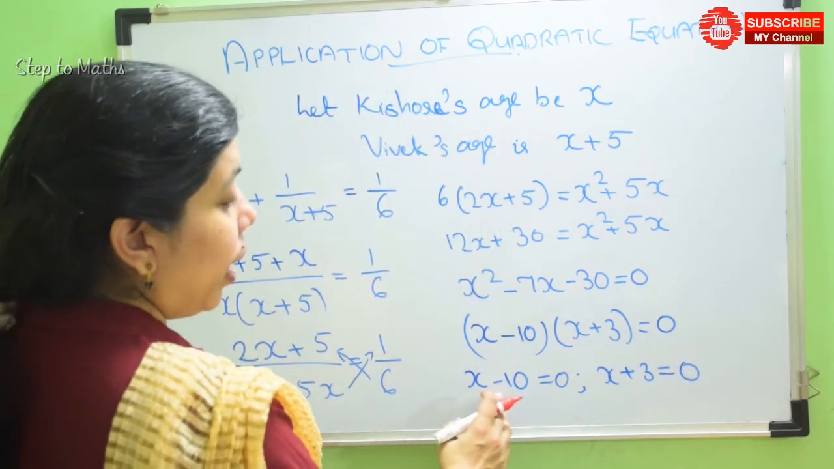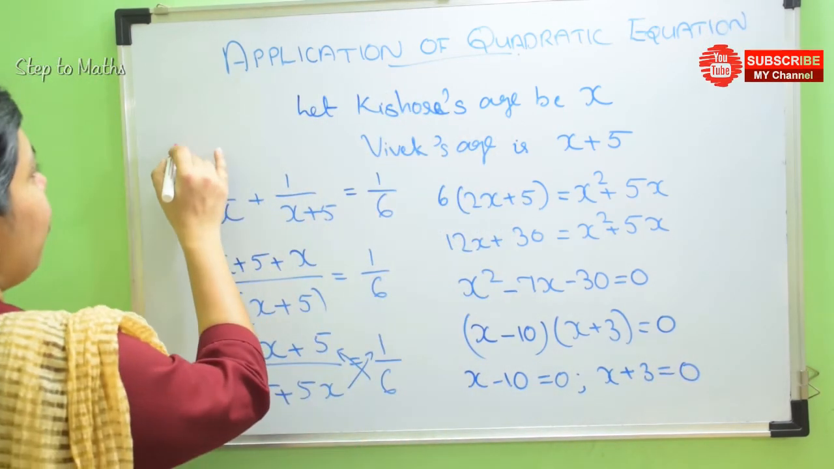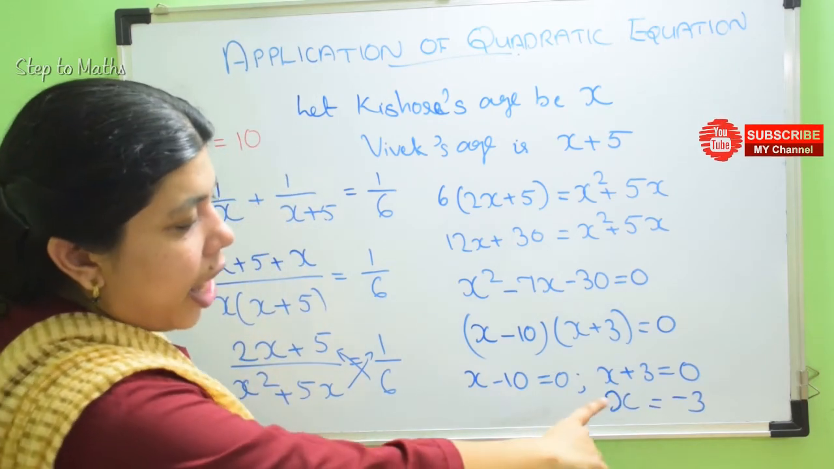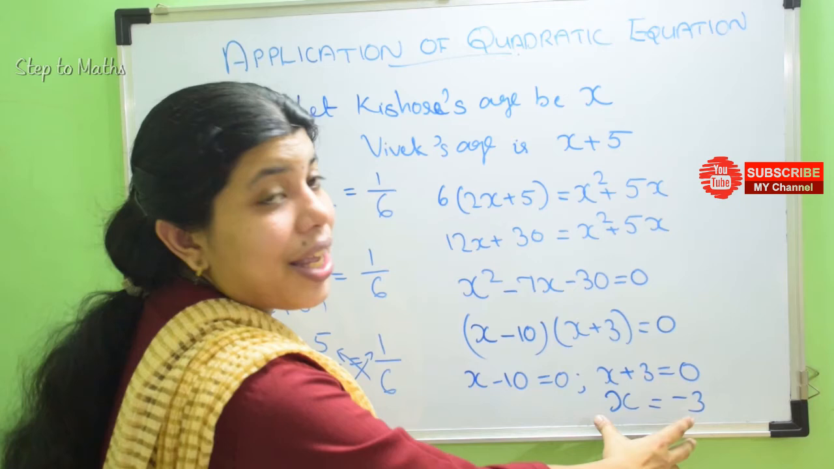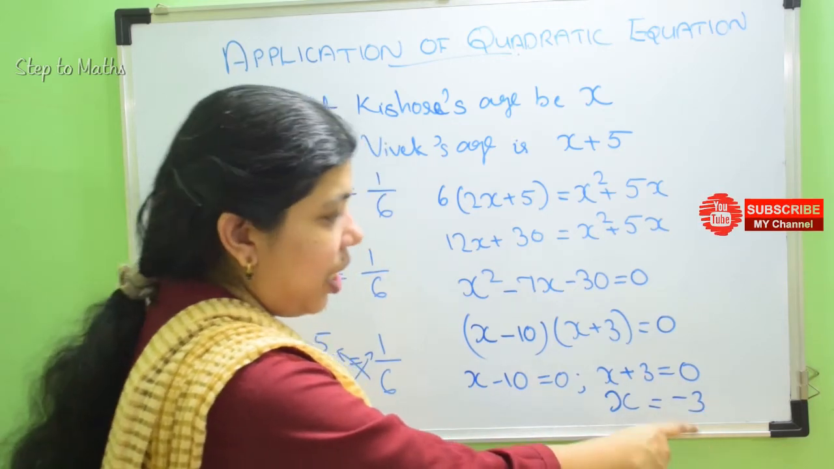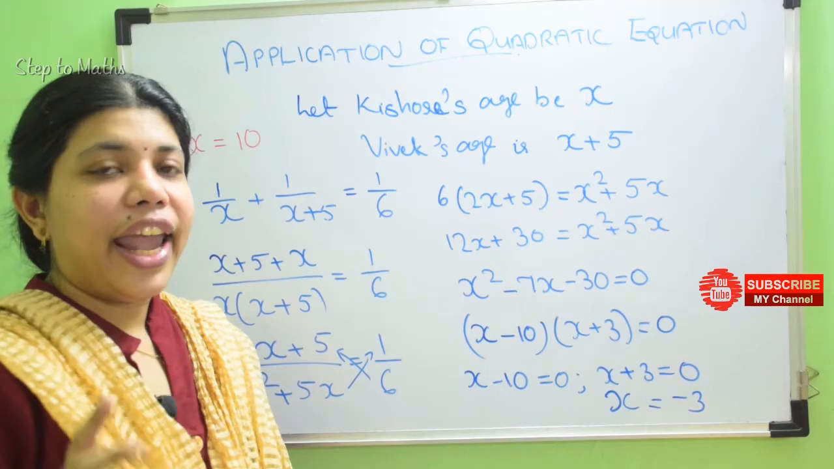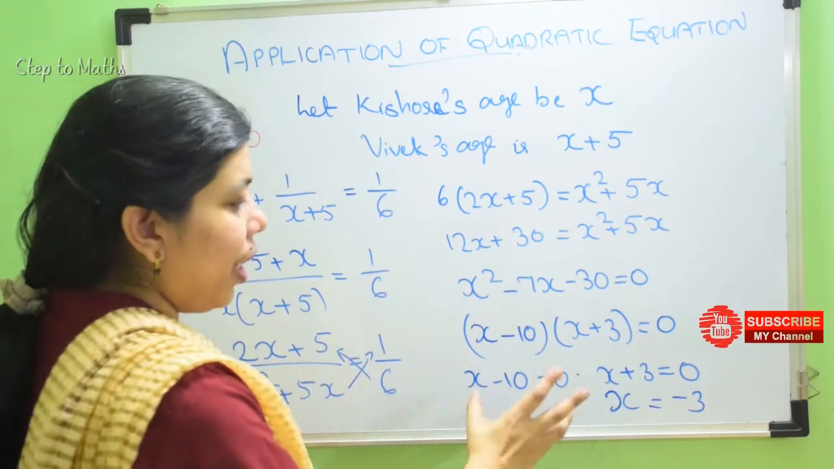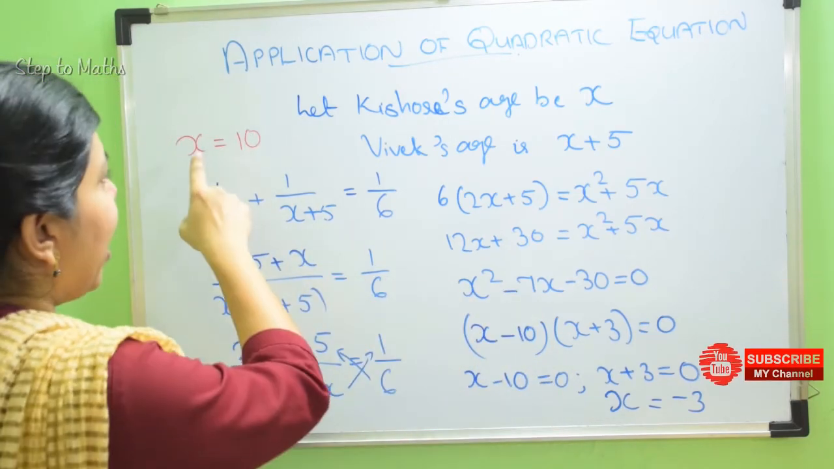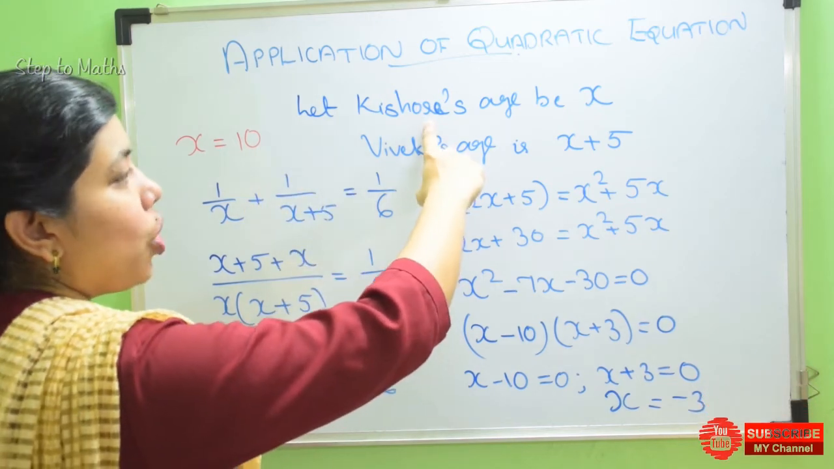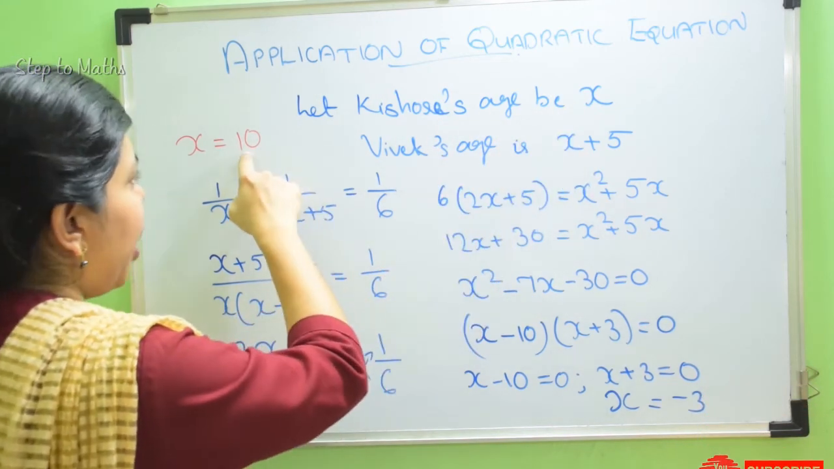Take each term. X minus 10 is equal to 0 implies the value of x is equal to 10. X plus 3 is equal to 0 means x is equal to minus 3. Here we take x as Kishore's age. Age cannot be negative. So we take the positive value only. That is x is equal to 10. X is equal to 10 means Kishore's present age is 10.